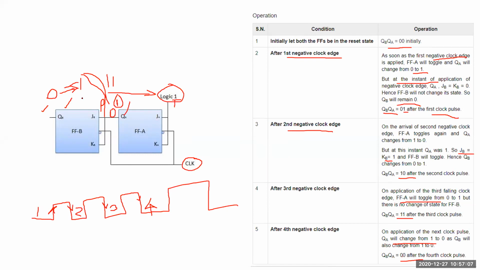Whenever the toggling takes place, it again changes from 1 to 0. So ultimately your output QB will be 0 and QA will be 0. So your final output is 0, 0. We started initially from 0, 0, and we have come back to the same state. So now here your counting ends. This is how your synchronous counters will be working.